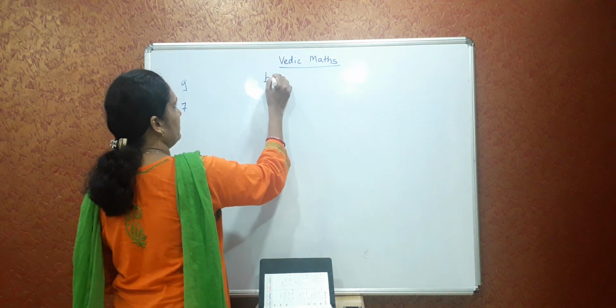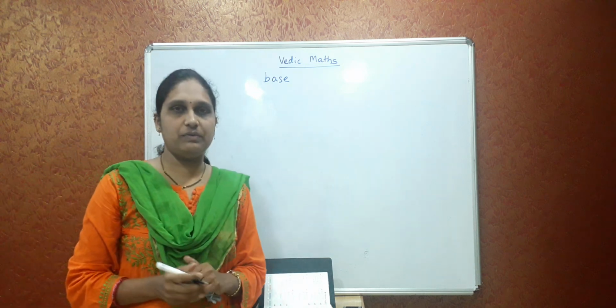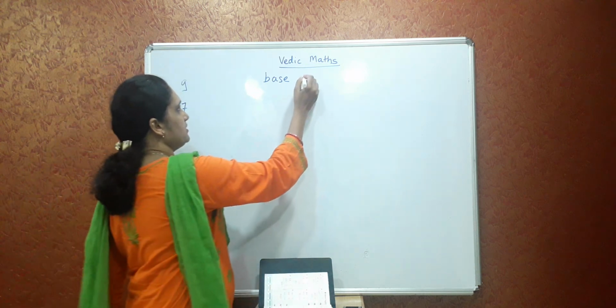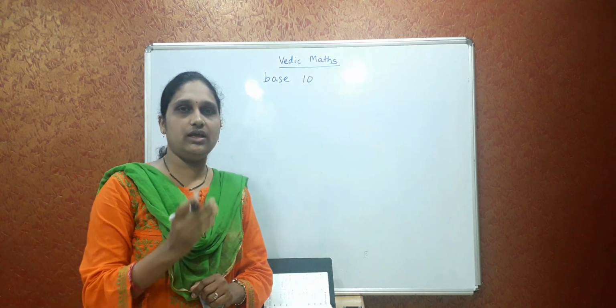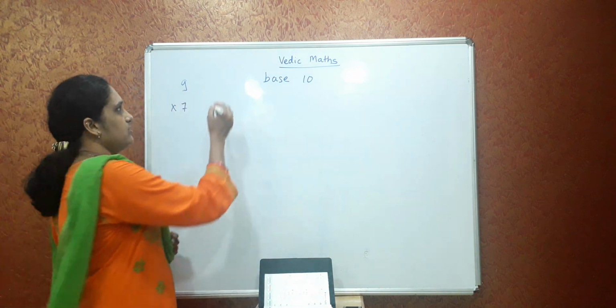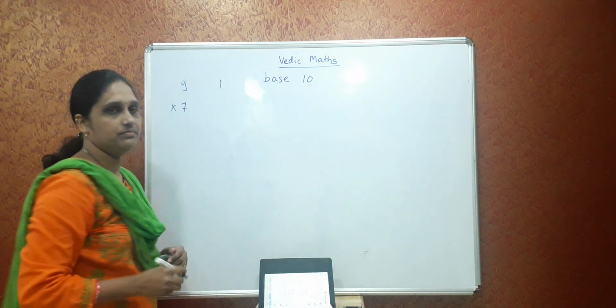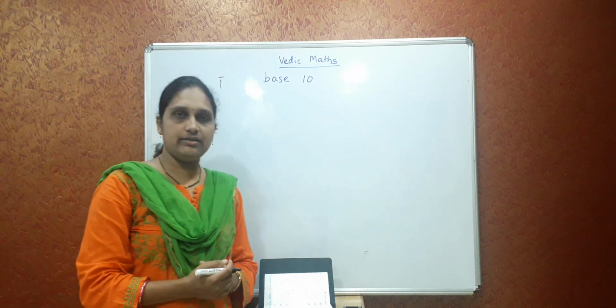So here we'll take a base for this. If one digit is there, you have to take a base of 10. So I'll take a base 10. Now we have to find the difference between 10 and 9. So 10 and 9, what is the difference? It is 1. So I am going to write it here. That is the difference, so I'll give a minus sign at the top.